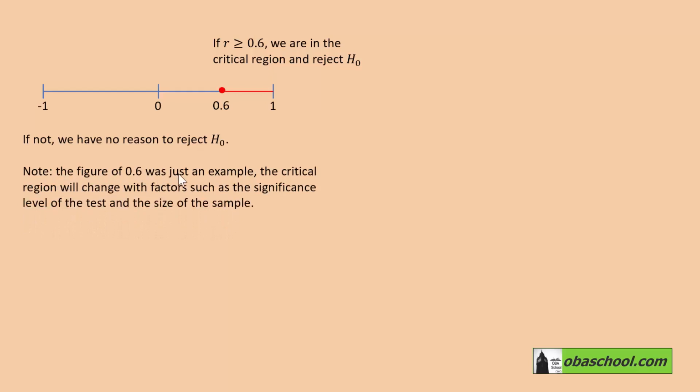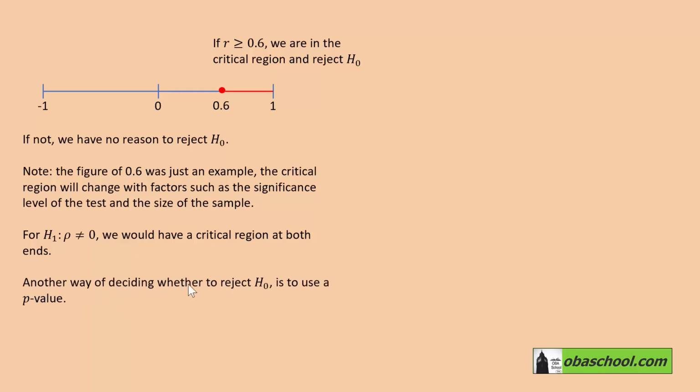Note, the figure of 0.6 was just an example. The critical region will change with factors such as the significance level of the test and the size of the sample. For H1 being rho is not 0, we would have a critical region at both ends.